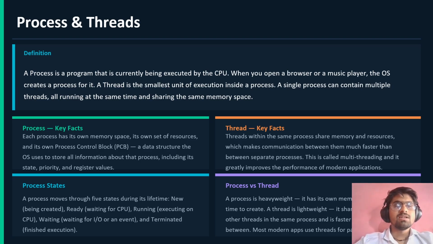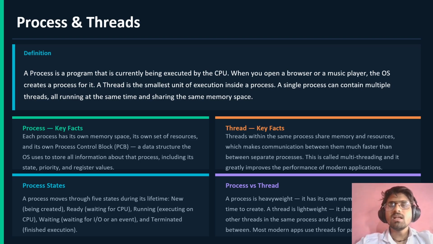Process key facts. Each process has its own memory space, its own set of resources and its own process control block, a data structure the OS uses to store all information about the process, including its state, priority, and register values. Process states: a process moves through five states during its lifetime: new, being created; ready, waiting for CPU; running, executing on CPU; waiting for input, output, or an event; and terminated, finished execution.